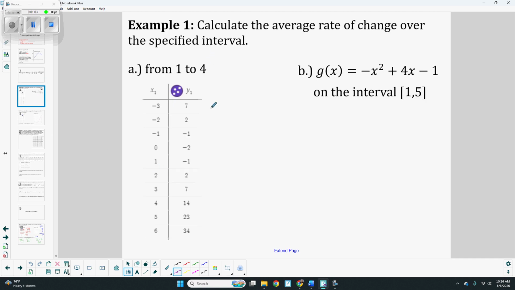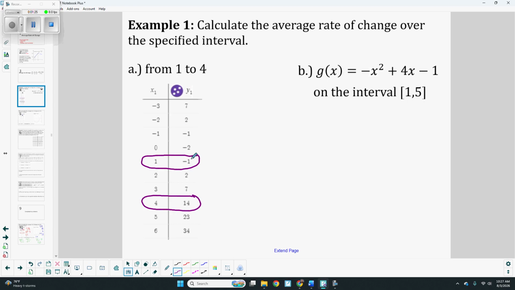So for example 1, calculate the average rate of change over the specified interval. This says from 1 to 4. So x is 1 here, so 1, -1 is a point we're going to use. And x is 4 here. So we're going to find out what the slope is of the line between these 2 points only. It would change depending on what pair of points we chose.